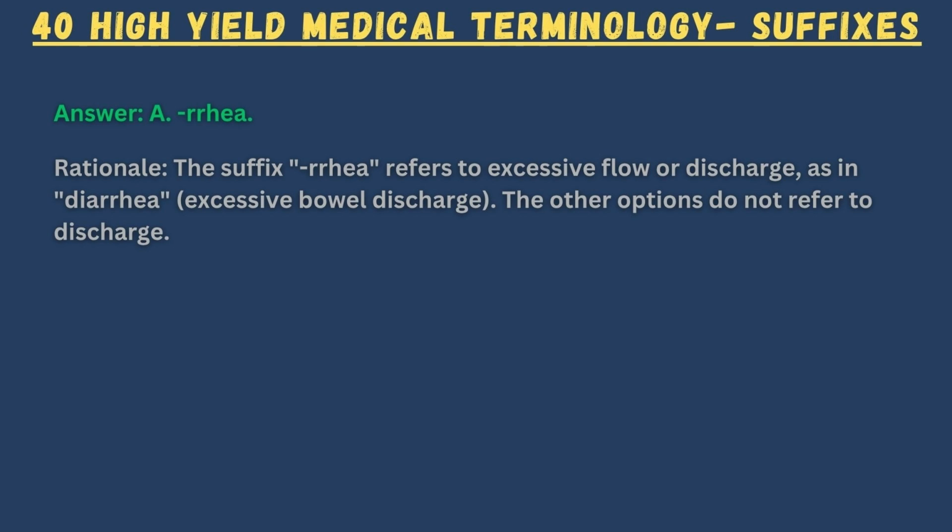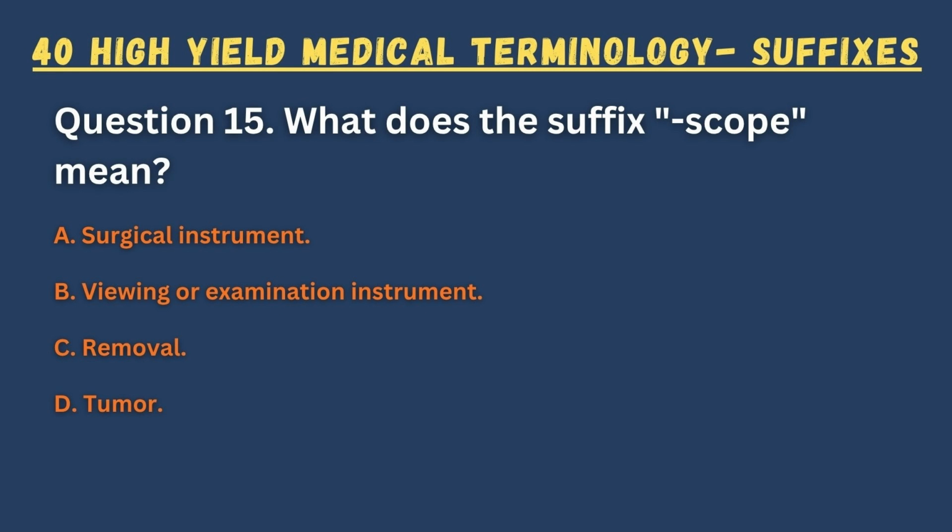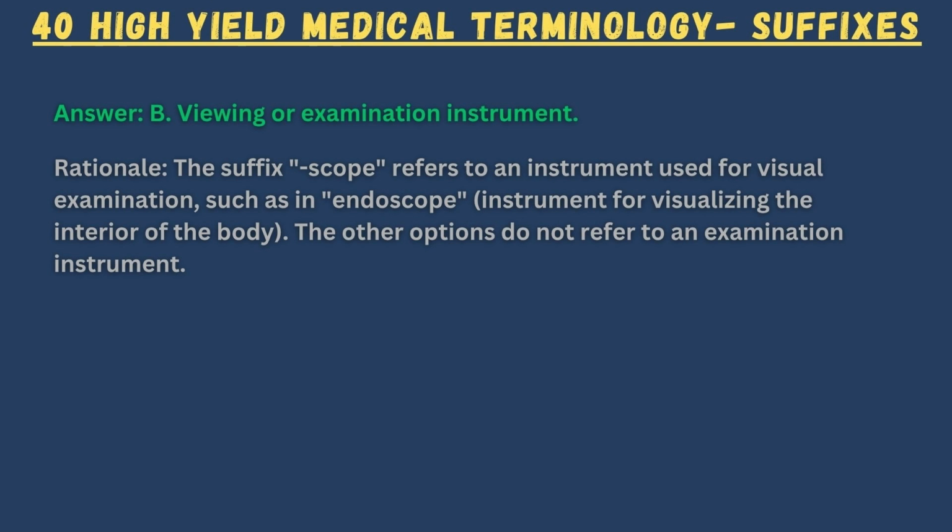Rationale: the suffix ria refers to excessive flow or discharge, as in diarrhea, excessive bowel discharge. The other options do not refer to discharge. Question 15. What does the suffix scope mean? A. Surgical instrument. B. Viewing or examination instrument. C. Removal. D. Tumor. Answer: B.